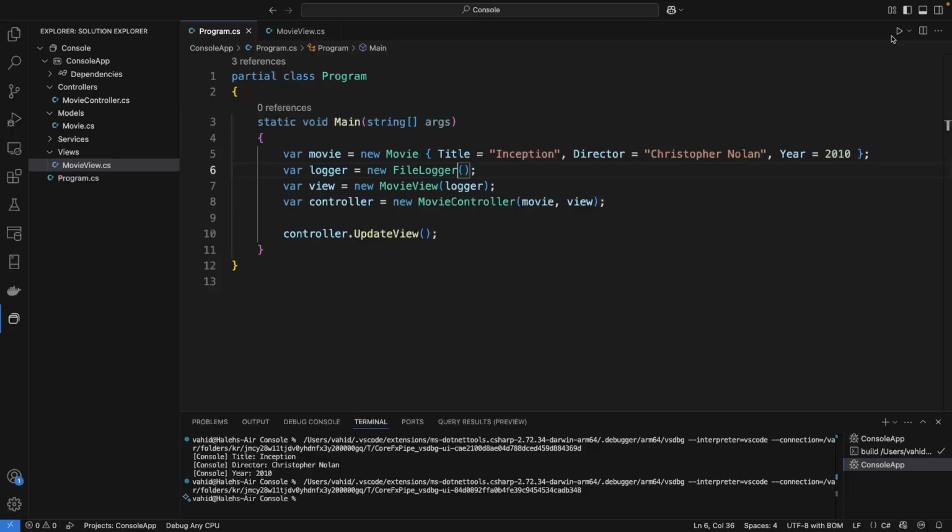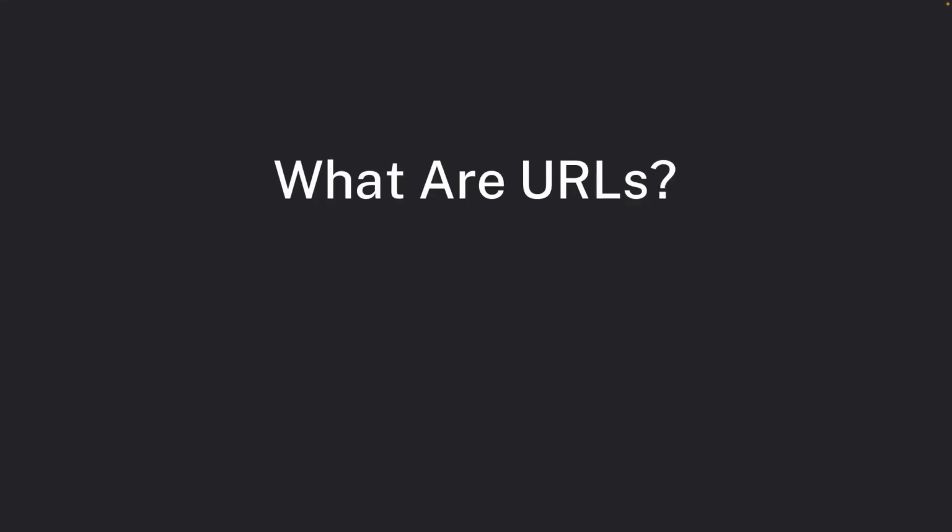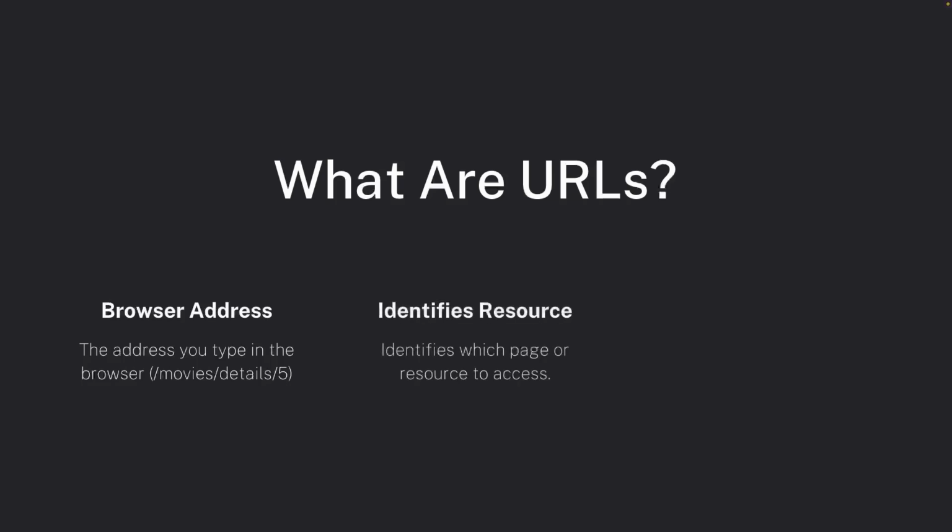Now let's shift from the internal structure of a web app to how it interacts with users through URLs, endpoints, and routes. A URL is the address you type in the browser, like movies/details/5. It tells the web server which page or resource you want. It can include a path like movies/details and sometimes parameters like the movie ID, which is 5 here.